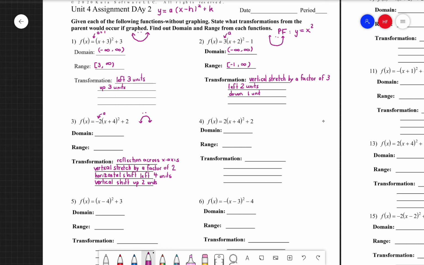So my vertex is all the way up here at (negative 4, 2). And I see those arrows are pointing downward. So I'm going to have a highest value. My range is going to stop at that value 2. And since it is going down forever, it's going to head toward negative infinity. And then the domain won't change.